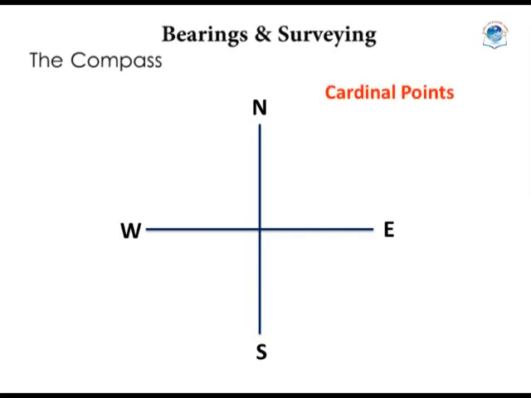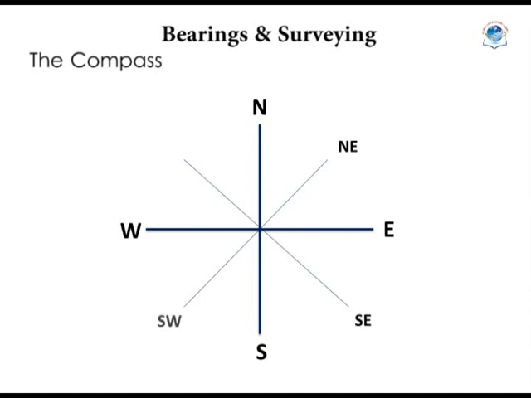We can give more accurate directions by talking about these spaces between the 4 cardinal points: northeast, southeast, southwest, and northwest. We can even go further and give a 16-point compass direction and talk about these points: north-northeast, east-northeast, east-southeast, south-southeast, and so on and so on. This is a very useful way of designating 16 different direction points.